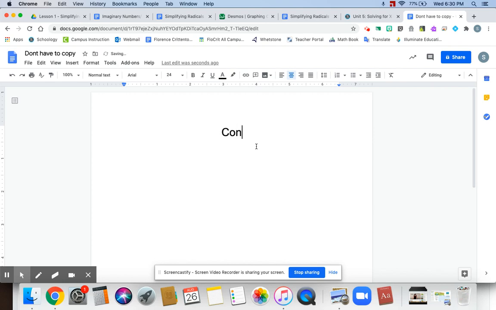CLO stands for Content, Language, Objective. Content means the stuff we're learning, like what's the actual math we're learning. Language is what's the language in the lesson that we care about. And objective just means goal. So really, this is just the goal of our lesson, the goal of everything I want you to learn.